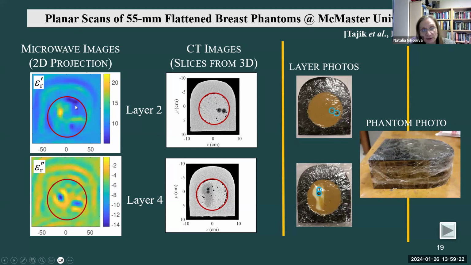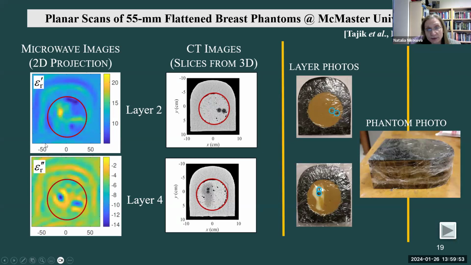I personally think that this dip in the value of the permittivity is also an artifact. But can you see these high contrast scatterers, which are of permittivity 40, relative to here, the fibroglandular tissue is 30 or 25, if I remember correctly? Yes, you can certainly see them. There is definitely something there, right?